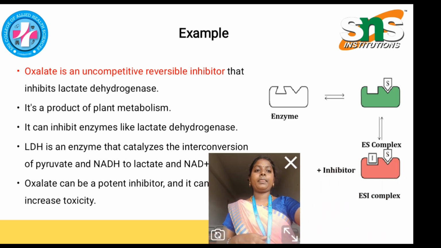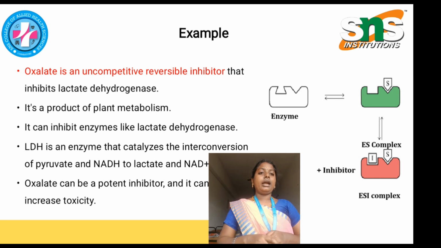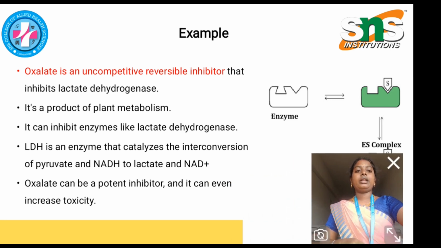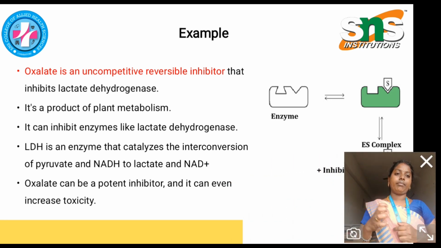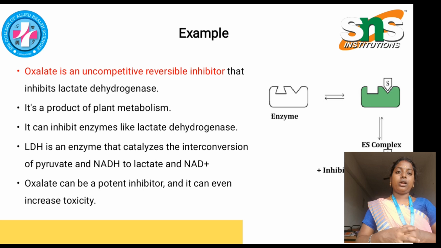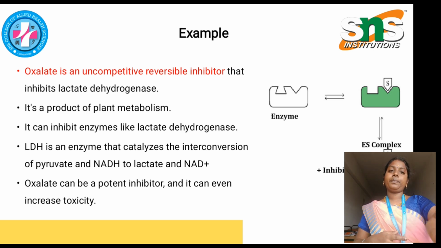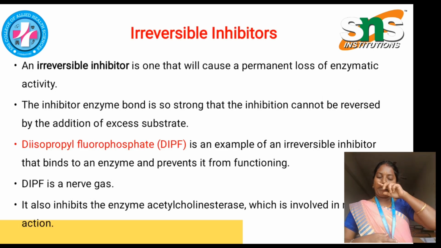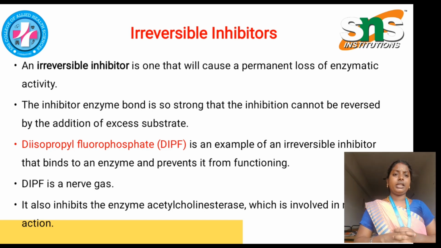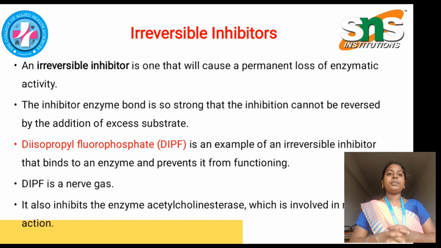So the enzyme and the enzyme-substrate complex are formed, and after forming the ES complex, the inhibitor will bind. When the active ES complex binds to the uncompetitive inhibitor, it creates an inactive enzyme-substrate complex, hence no product will be released, and this is the uncompetitive inhibitor.